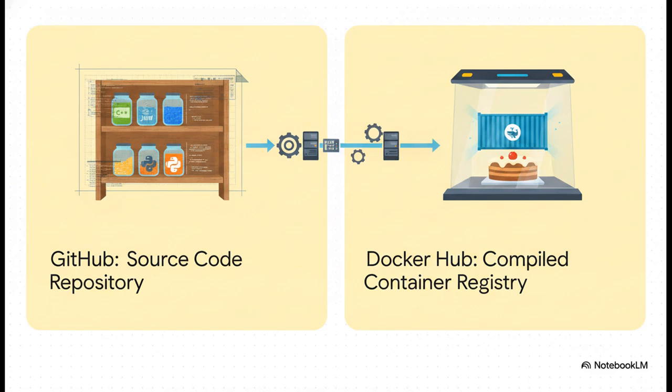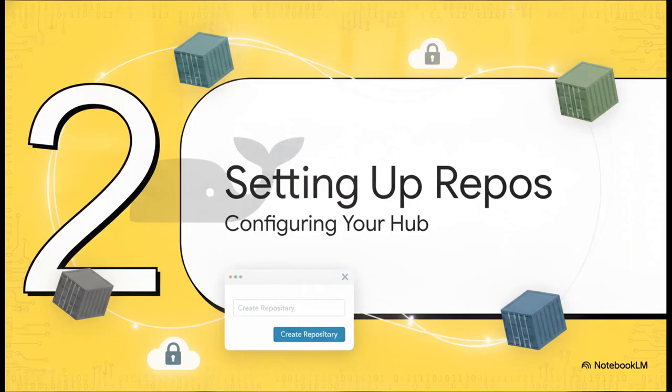Docker Hub, on the other hand, is your software or image repository. It's the destination where your CI/CD pipeline pushes the final, compiled container. It's literally the display case for that baked cake we talked about. So you store your code in GitHub, but you store your deployable containers in Docker Hub. Makes sense, right?